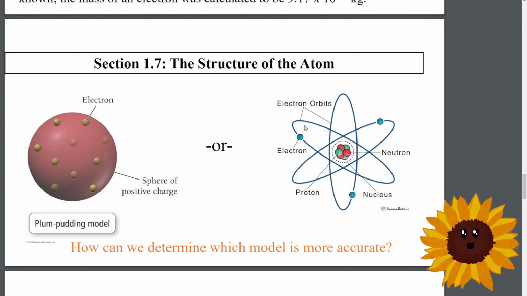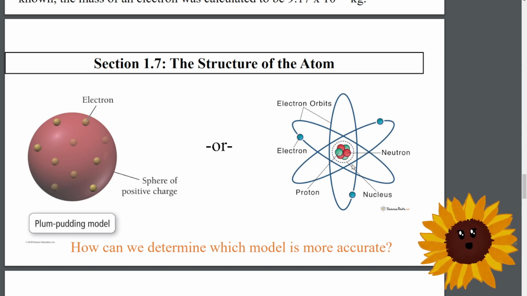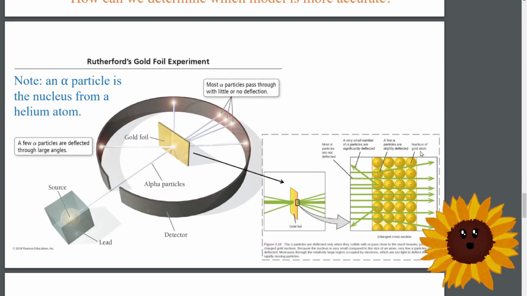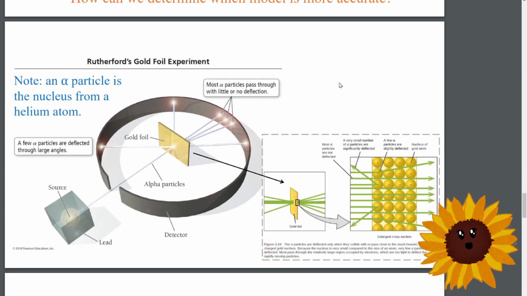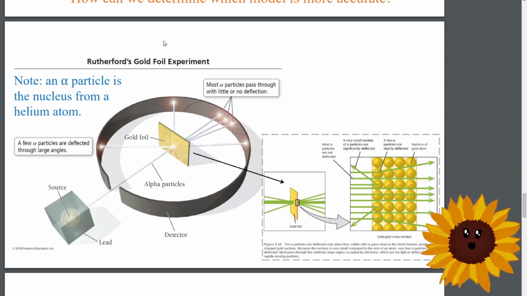This is the one that we know about today. This is the actual atom. This is a lot more like what it looks like. How did we really find out about this? So this experiment really helped. It's really important for you guys to know this. I'd recommend doing your own research as well.